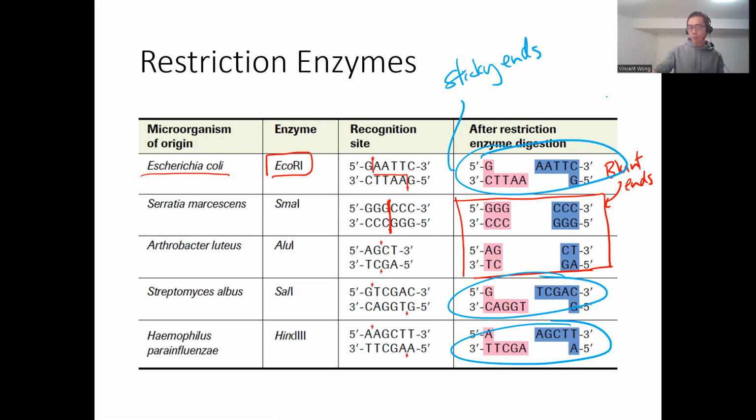So for the purpose of inserting a gene into the plasmid, we want restriction enzymes that can create sticky ends. Okay, let me repeat that one more time. We are trying to put a gene into a plasmid, right? So we need restriction enzymes that can create sticky ends.